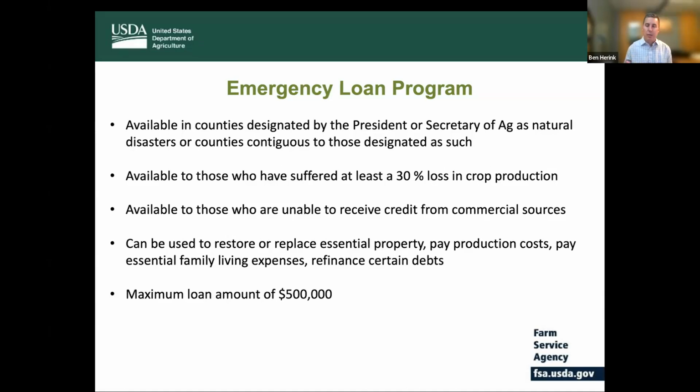The last two things I'll mention for eligibility is you'd have to be able to collateralize any emergency loan that we would make. So you're going to have something that provides FSA security for that loan we make to you. And then the last thing is you'd have to show repayment ability, just like you would for any other loan, in order to repay that emergency loan.